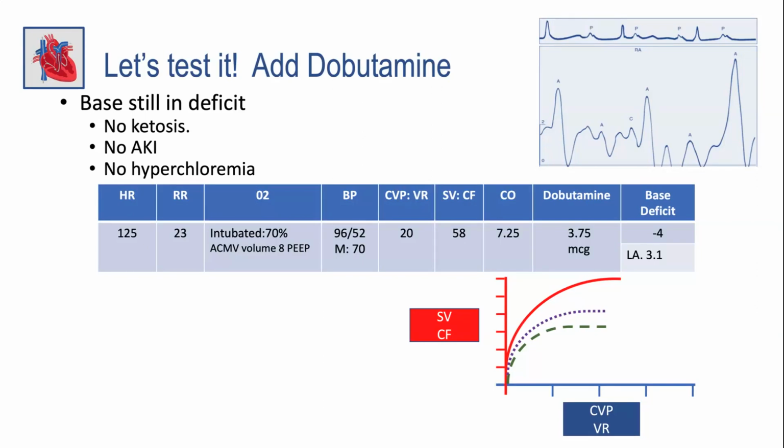You've given her an inotrope, and look what happened. She's only at 3.75 of dobutamine. Her cardiac output is now 7.25, and her stroke volume is 58. Are you happy? Yes. Her CVP went up to 20. Why did her CVP go up?